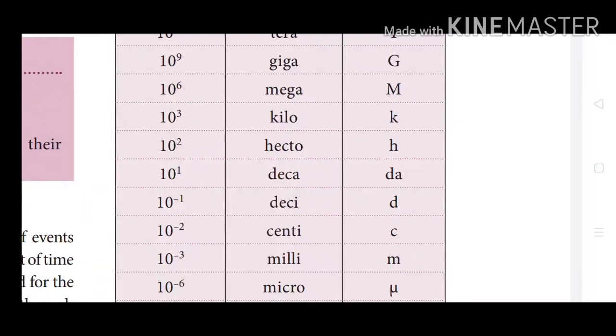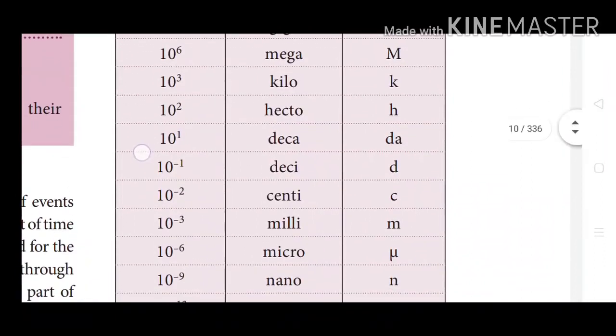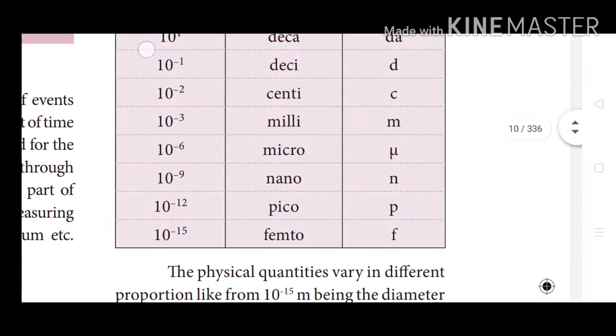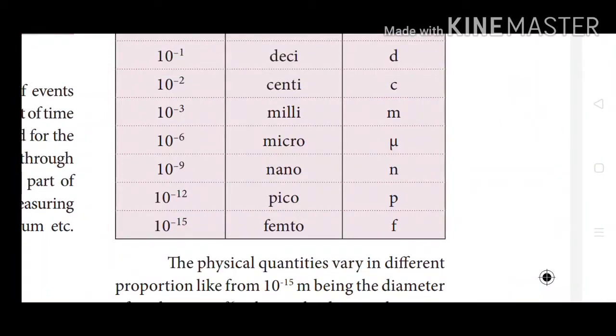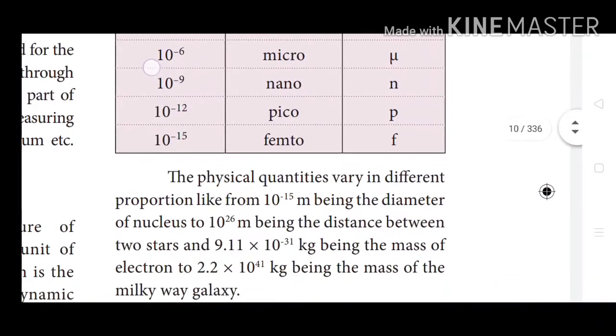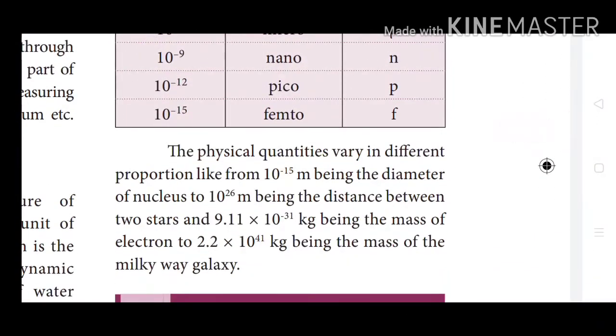Children, see the chart or table clearly and take practice. Then only you can understand smaller and larger values of measurements. Next, the very small quantities: 10 power minus 6, micro, mu; 10 power minus 12, pico; 10 power minus 15, femto, f.